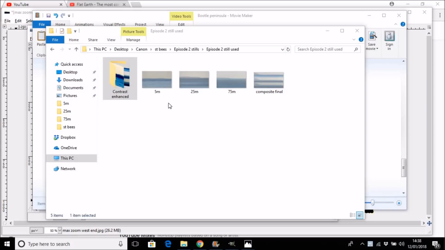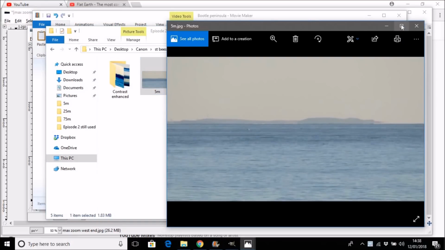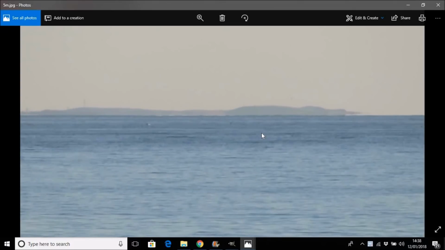So looking at the stills in a little bit more detail, this is a zoomed in version of the 5 meter elevation photograph, and you can see that we can still make out clearly plenty of land above the horizon, and we can even make out pylons and things like that on this end.